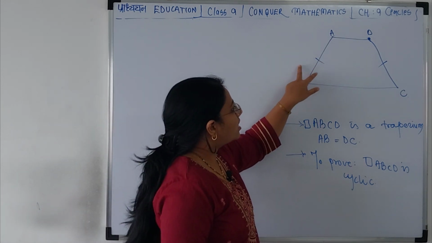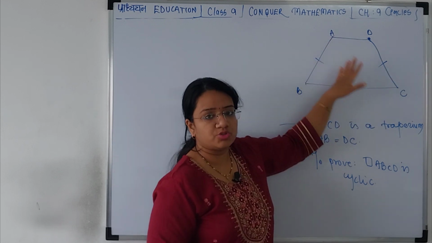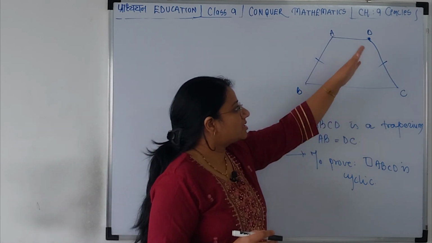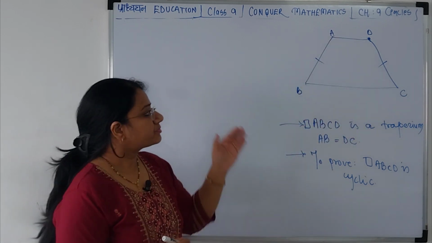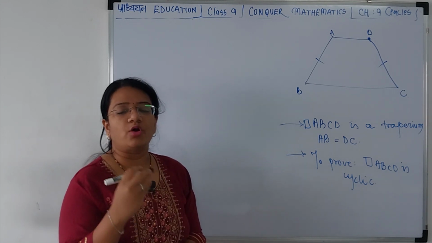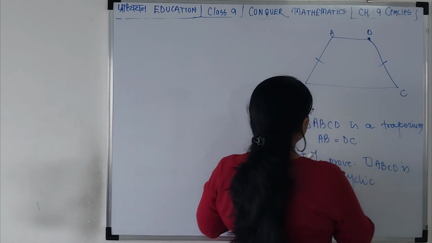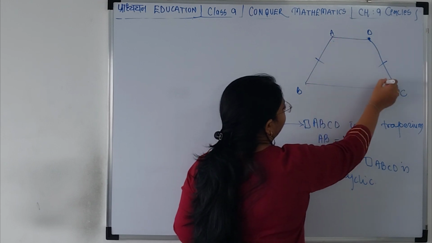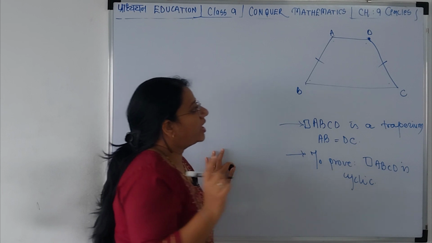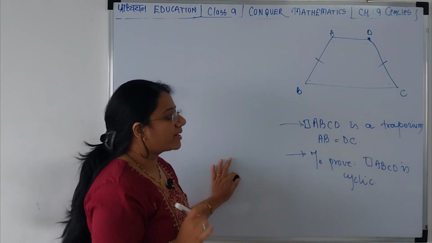So it is given that if non-parallel sides are equal, then prove that this quadrilateral is a cyclic quadrilateral. That means all the four vertices can be drawn on a circle. And to prove cyclic, what do we need to do? We need to prove that opposite angles are supplementary. So if here I prove angle A plus C is 180 and angle B plus D, both the pairs we need to prove. If they are adding up to 180, then we say that ABCD is a cyclic quadrilateral.